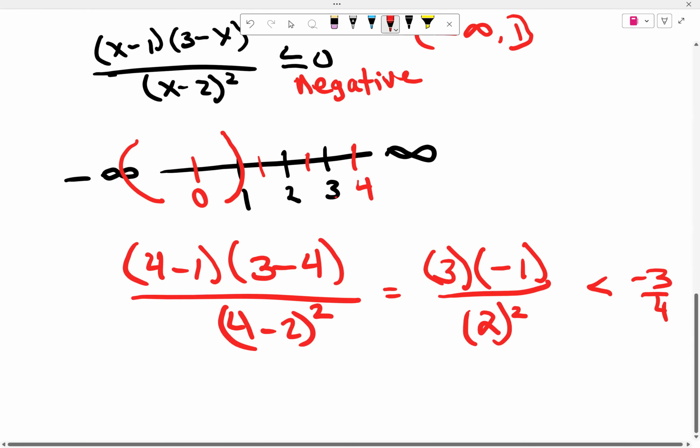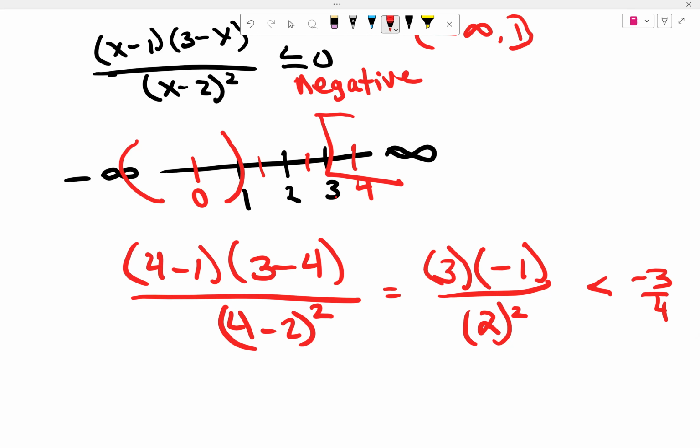So this interval is another winner. And we could say it is also inclusive to infinity. So I'm going to go with union 3 comma positive infinity.